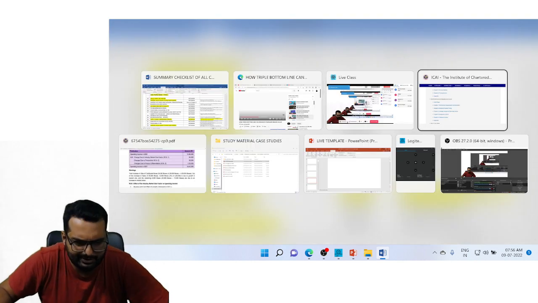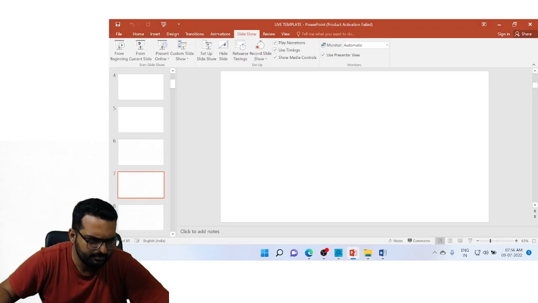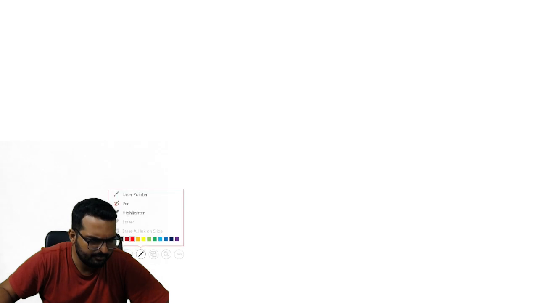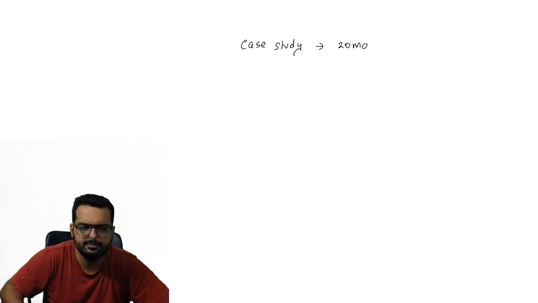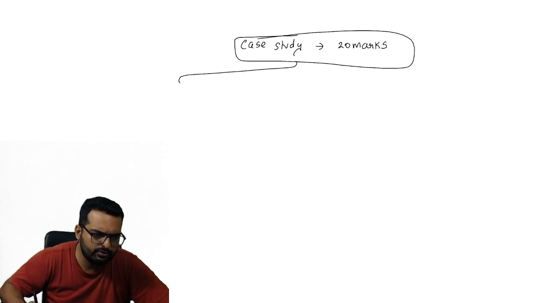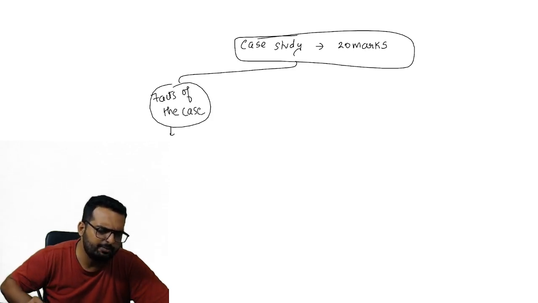Wait, before that, Deepa, you asked a problem. How to study for case studies? In the exam, case study will come for how many marks? You have to go by four steps. What is the first step? Facts of the case. This facts might fetch you maybe 3 marks, not more than that.